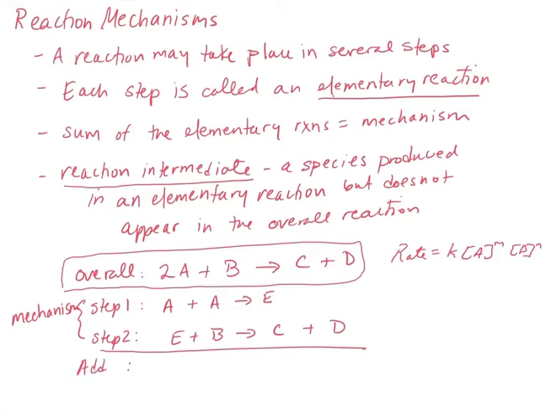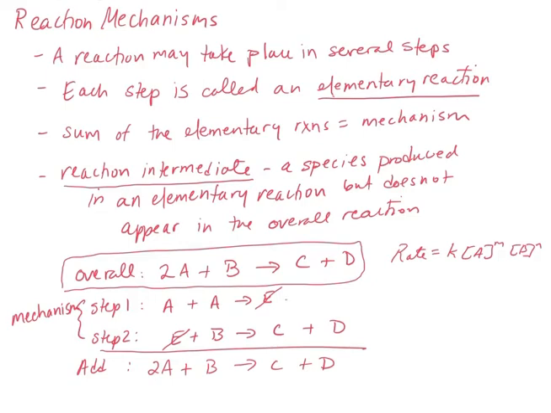If we do that, we get A plus A gives 2A. Then notice that the E cancels out because it's a product in the first step and a reactant in the second step, so that goes away. Then we have plus B, and this gives us C and D. So this is a plausible mechanism, because when we add up the steps, they give us the overall reaction.